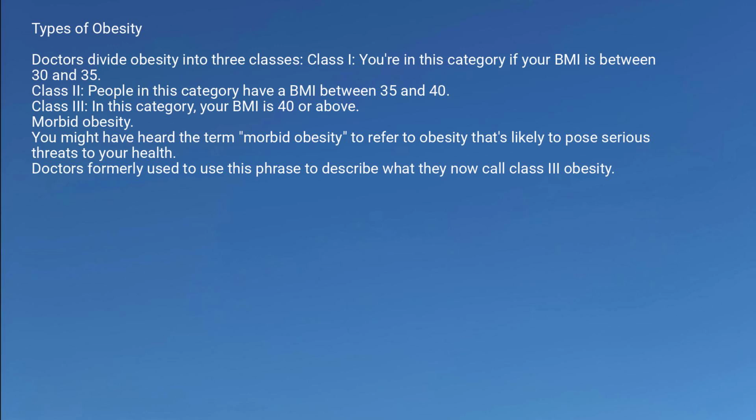Types of obesity. Doctors divide obesity into 3 classes. Class 1. You're in this category if your BMI is between 30 and 35. Class 2. People in this category have a BMI between 35 and 40. Class 3. In this category, your BMI is 40 or above. Morbid obesity. You might have heard the term morbid obesity to refer to obesity that's likely to pose serious threats to your health. Doctors formerly used this phrase to describe what they now call Class 3 obesity.